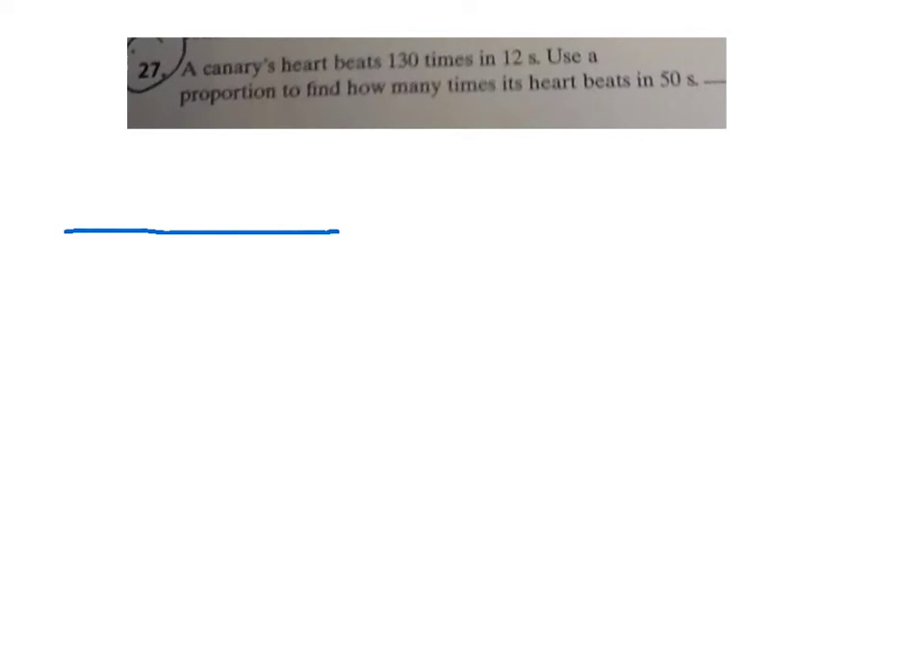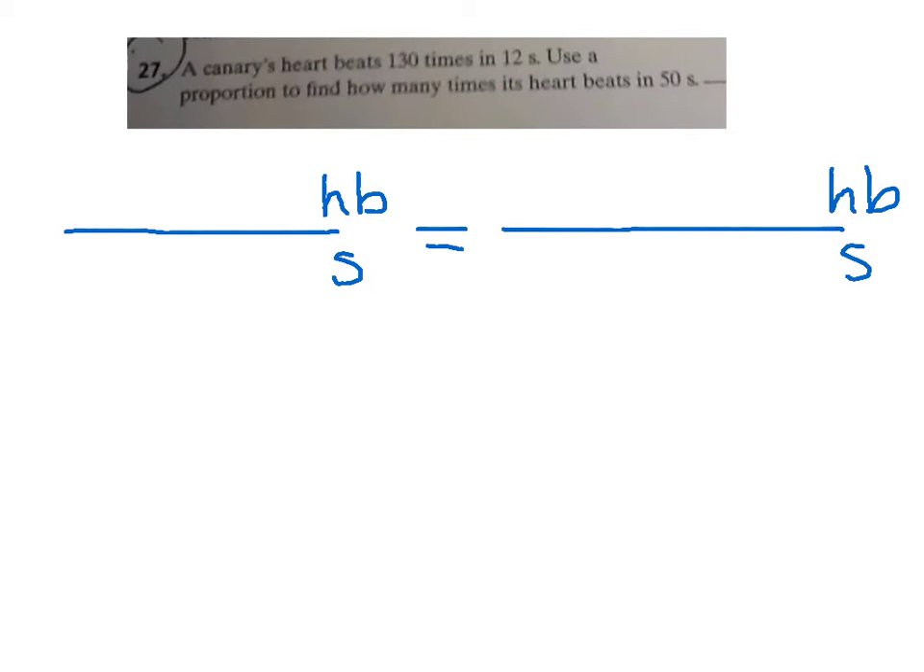So I have a fraction over here, right? And I'm going to have heartbeats per second is equal to, and I have another fraction over here, heartbeats per second, right? Now I'm just going to fill in the numbers as they follow along. I say, okay, its heart beats 130 times. Well, that's a heartbeat, so that is going to get put into the numerator. So 130, and then it beats 130 times in 12 seconds, so over here I'm going to put 12 seconds.